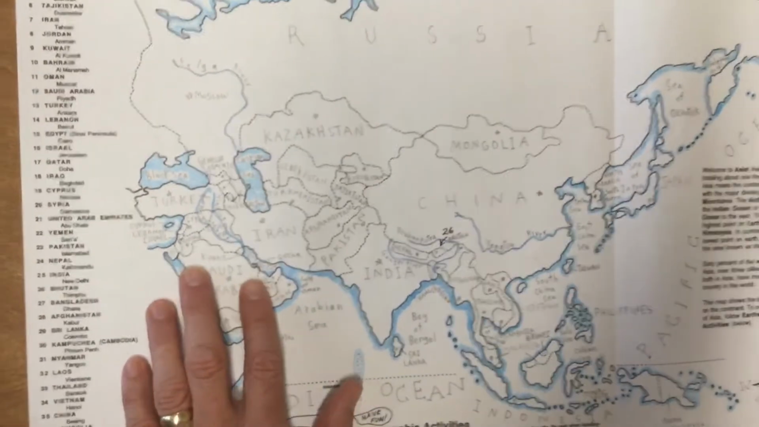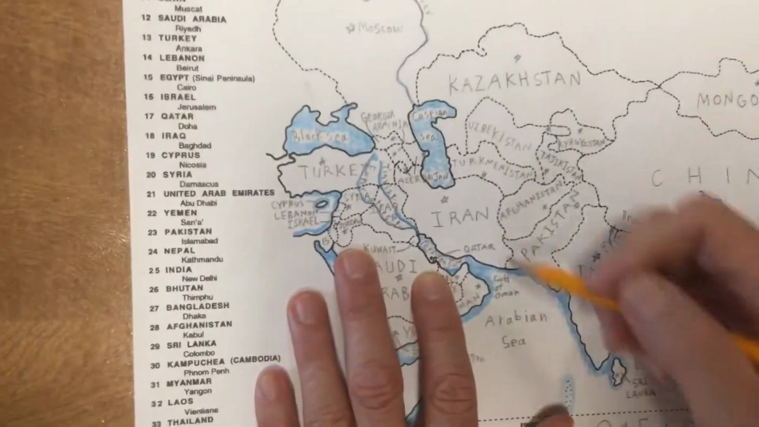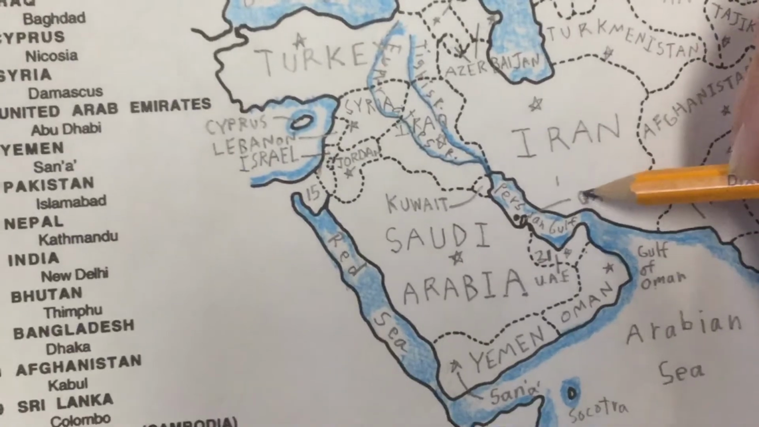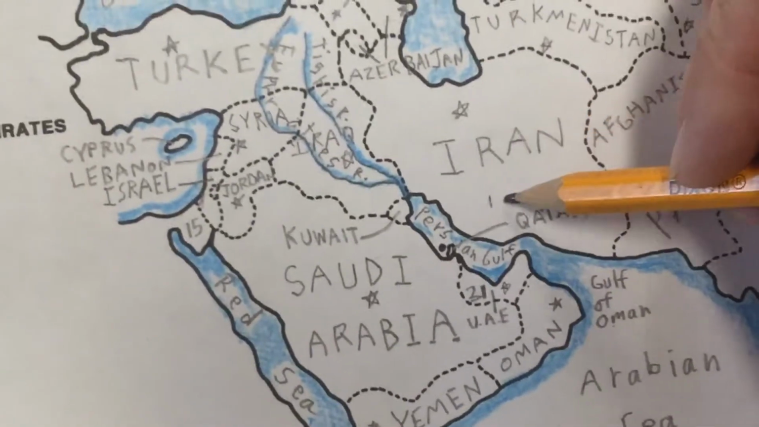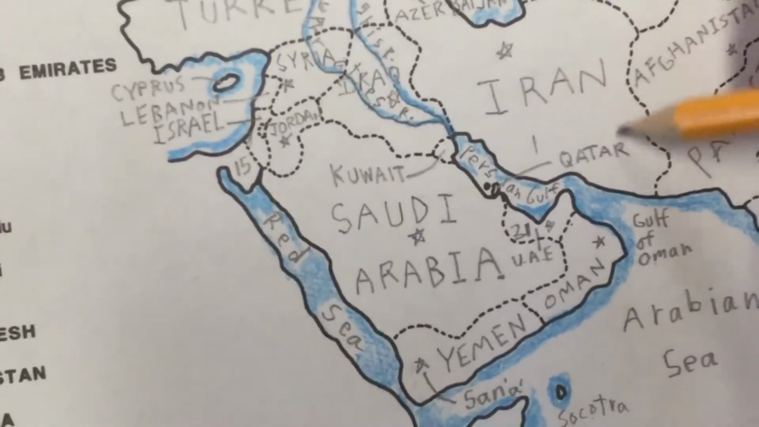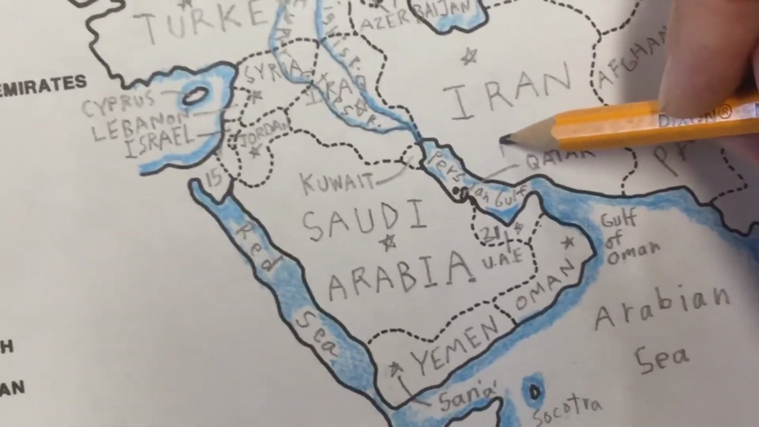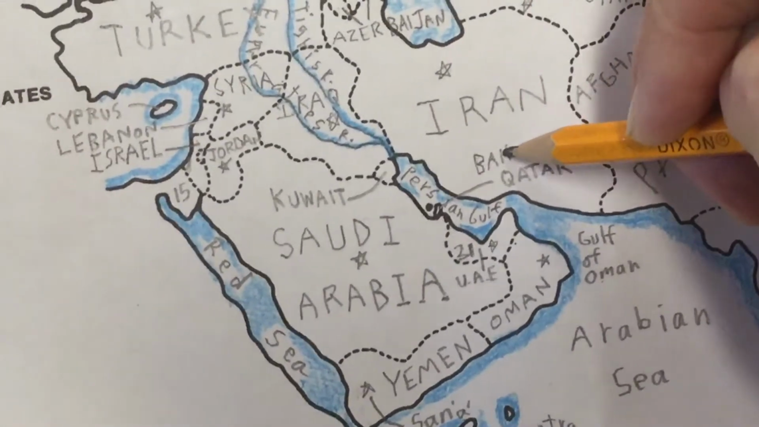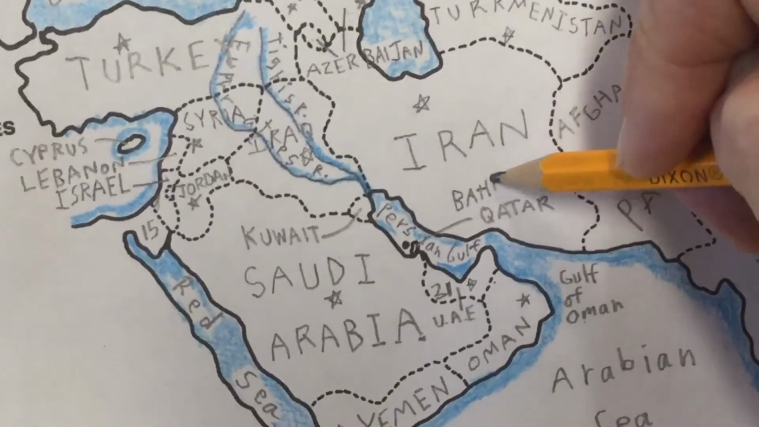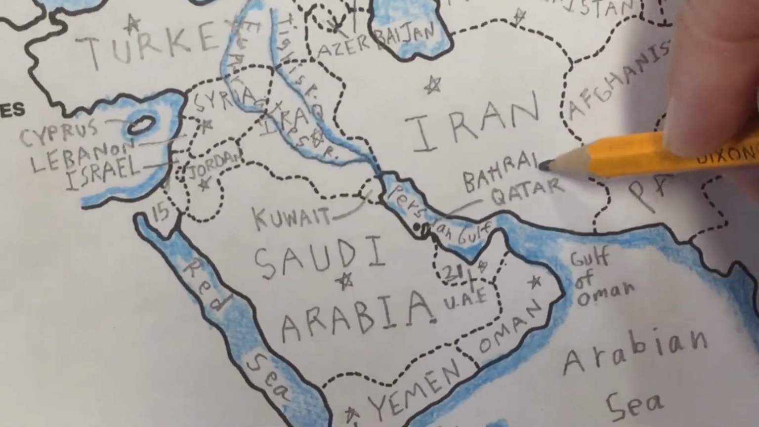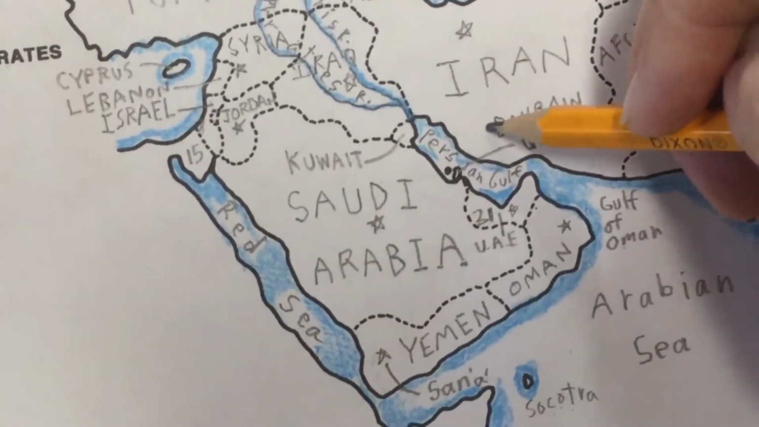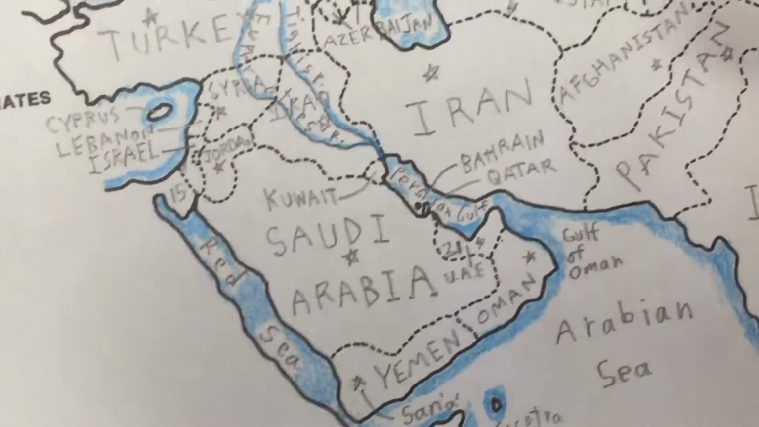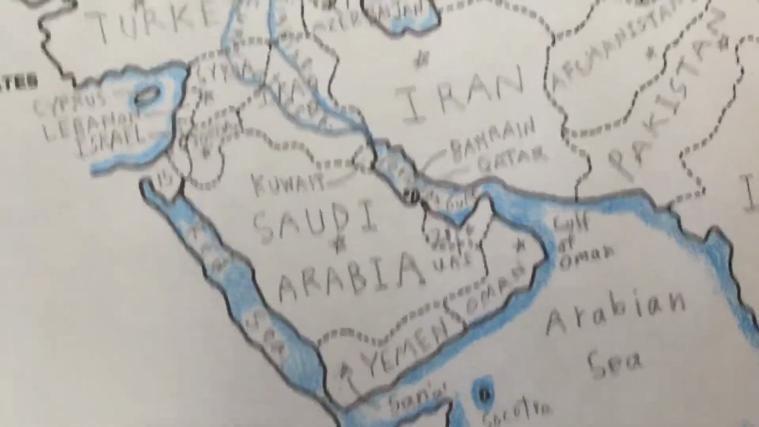Here's a very small country called Bahrain. I'm going to write the word Bahrain above Qatar. I'm using a lot of this open space in Iran to label some of these countries. Bahrain. And it's just that little island right there, just next to Qatar. I'll put a little line pointing to that little tiny island there. All right, so we're getting there.